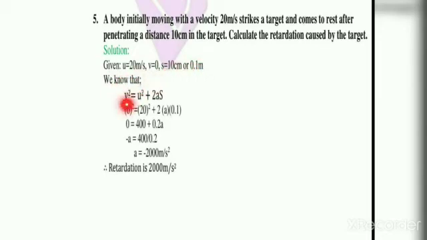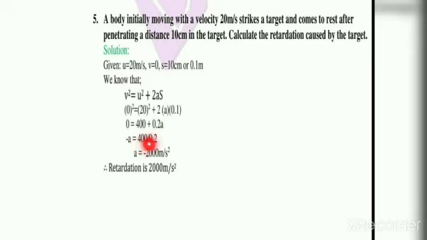So we know that v square is equal to u square plus 2as. Here you're going to find out the retardation caused by the target. Okay, so you can use this. v is 0, so 0 square, and u is 20 meter per second. So 20 square plus 2 into a, the acceleration, since you're going to find out the retardation. You write it as it is, a into the distance, which is 0.1. So you get 20 square is 400 plus 0.2 a. Okay, so 0.2 into a.